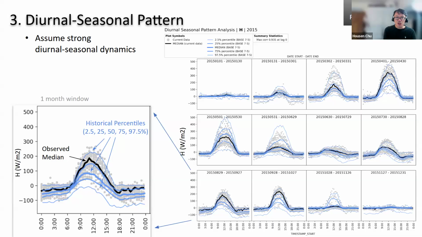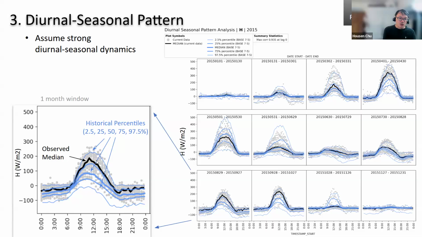This is a diurnal seasonal pattern. This is 1 year of data. Each window is 1 month of data. The blue line is from historical data from your site, right? So think about here, this is sensible heat from your site. This is a 1 month window, and we do a diurnal pattern, and we try to derive a historical percentile for your data. This is the median. The lower might be 2.5% all the way to 97.5% of your data set, sensible heat.